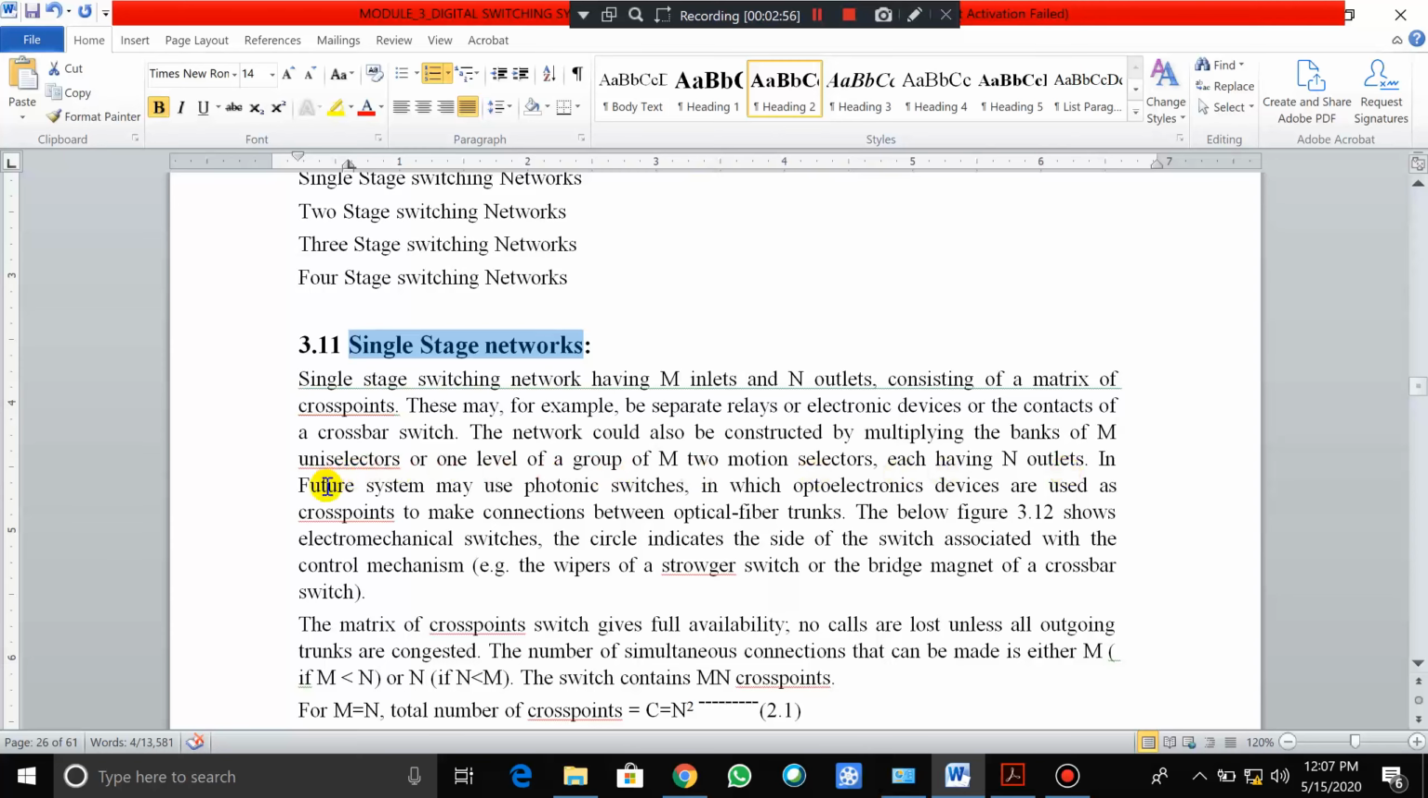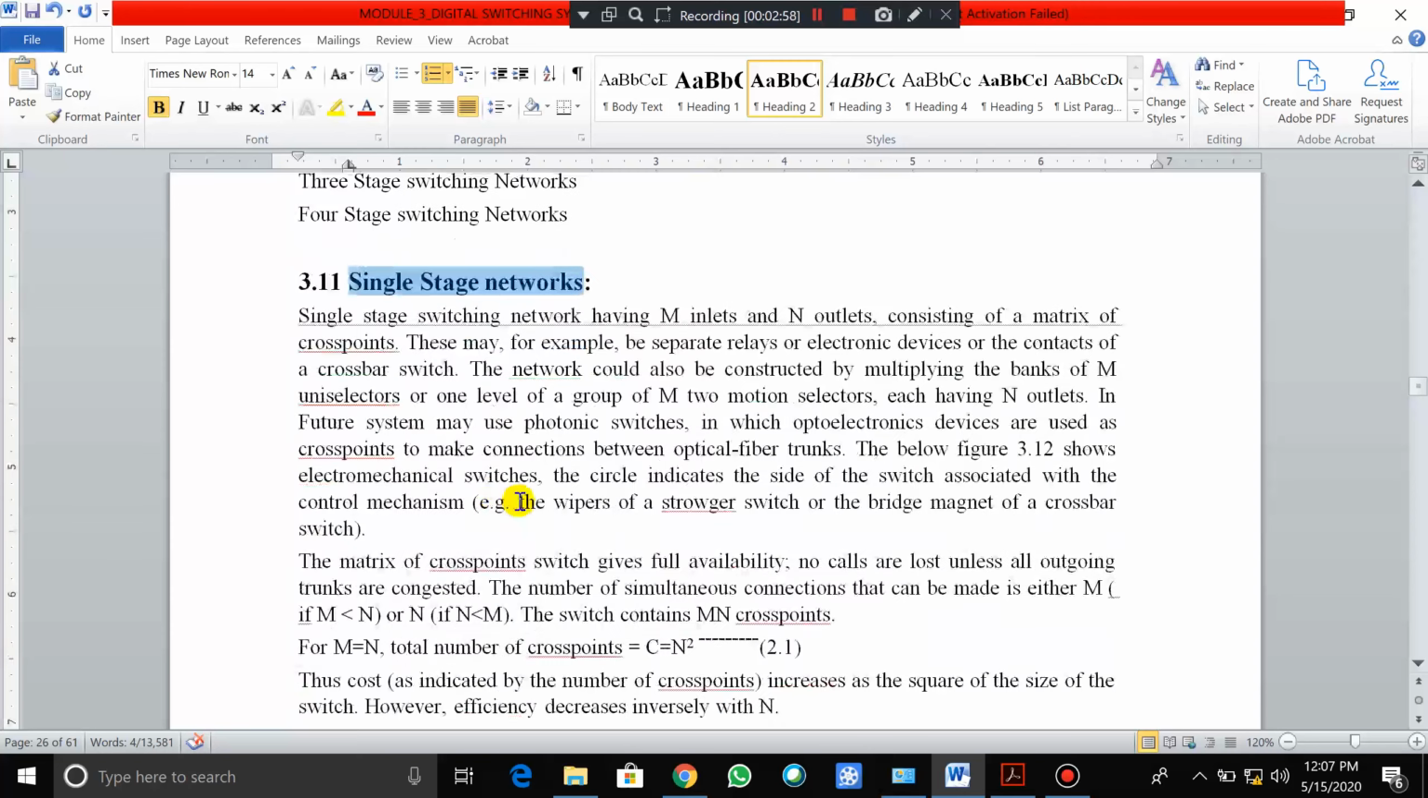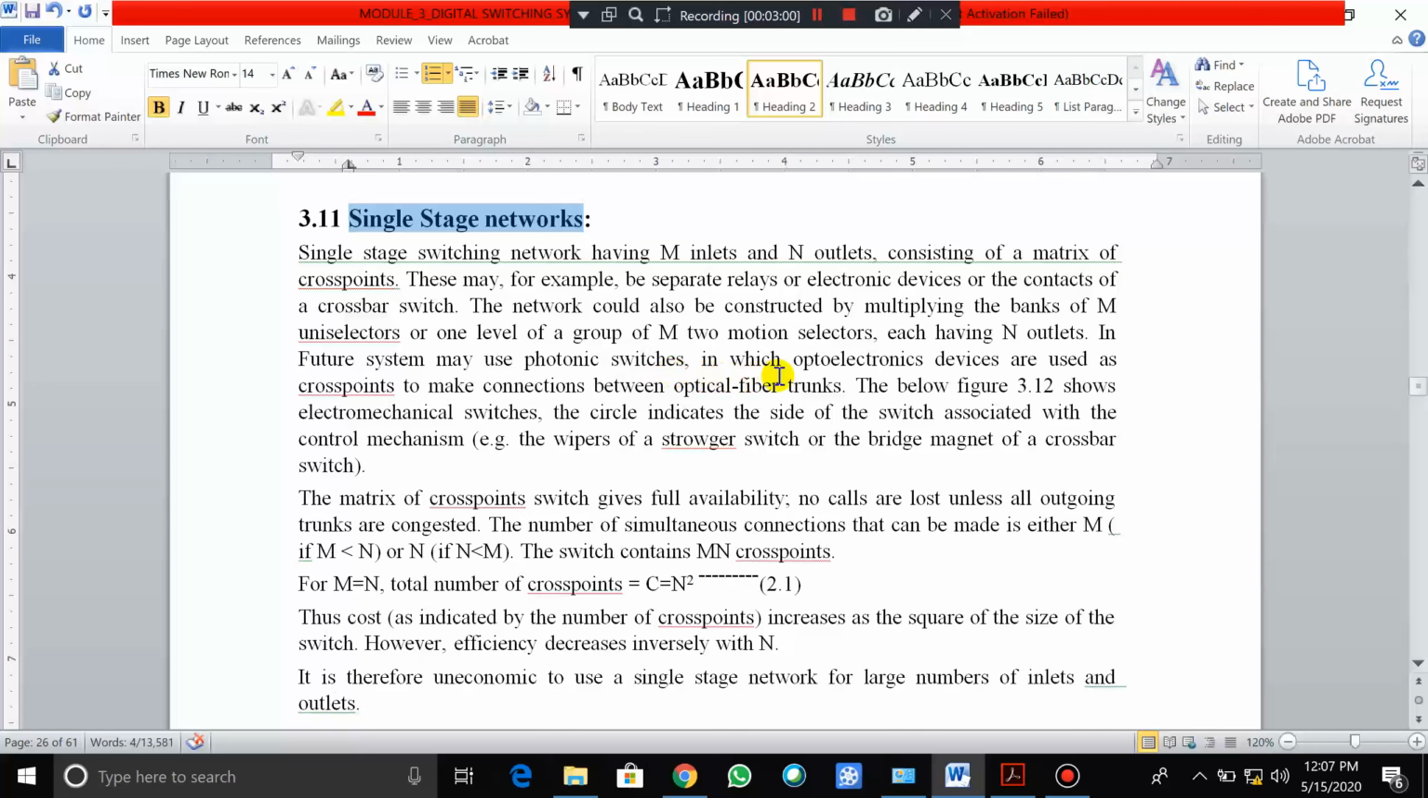Further, the system may use photonic switches, in which photoelectronic devices are used for cross points to make the connections between the optical fiber trunks. Okay, so we have electromechanical switches, and the circle indicates the side of a switch which is associated with the control mechanisms.